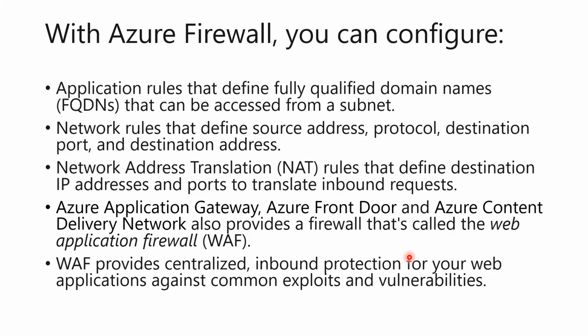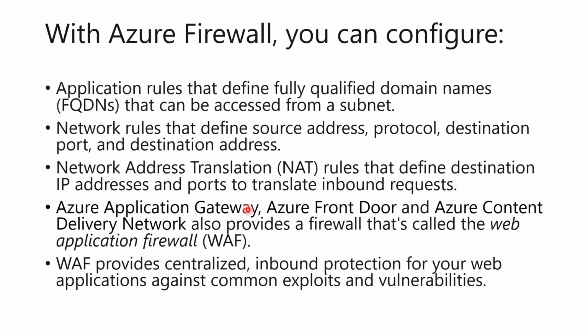Then we have network rules, which will define traffic based on the source address, source protocol, destination address, destination port and all. Then we have network address translation, which you can define in the firewall, which defines destination IP addresses and ports to translate inbound requests. Let's say the very simple thing, I'm gonna explain it on the whiteboard. Just give me a second.